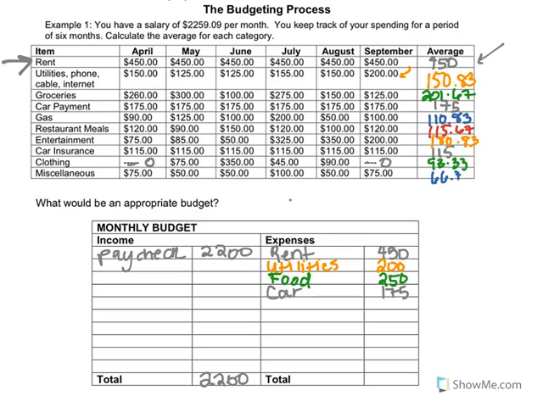Our gas is 110.83. Gas can fluctuate a lot. Maybe we want to go up to 150. We're budgeting $150 for that. Restaurant meals is at, nope, it's at 115. Maybe we want to go with 125, as long as it's overestimating. Okay, entertainment, maybe we want to bump that up to 200 instead of 180.